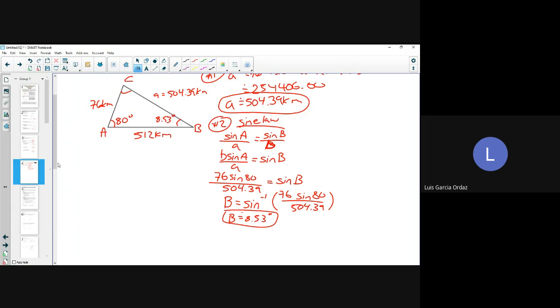Which means, what's the easiest way for me to find angle C? So how am I going to find angle C? Yep, so I do 180 minus 80 minus 8.53, which gives me angle C. As a measurement, I have 91.47 degrees.